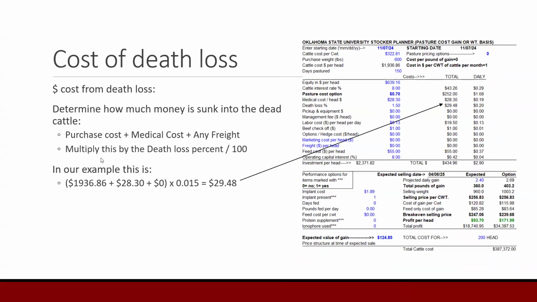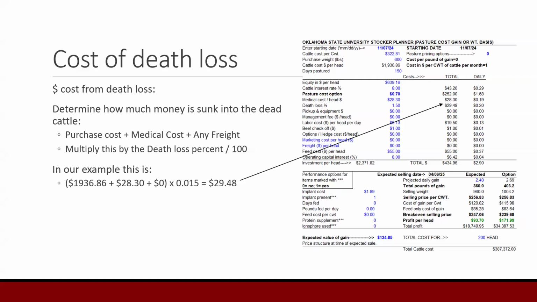Okay. Death loss. So this is purchase cost plus medical cost plus any freight. We need to multiply this cost that's being applied to that dead animal times our death loss percent, so 1.5 divided by 100. In this example, $1,900 plus $28 plus $0 from freight times 0.015 is equal to $29.48. So the dead animals cost us $29.48 per head.